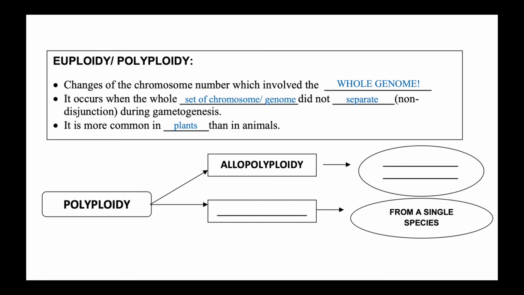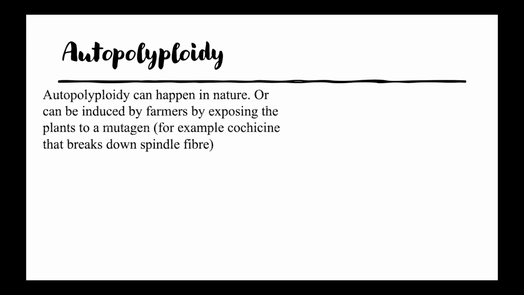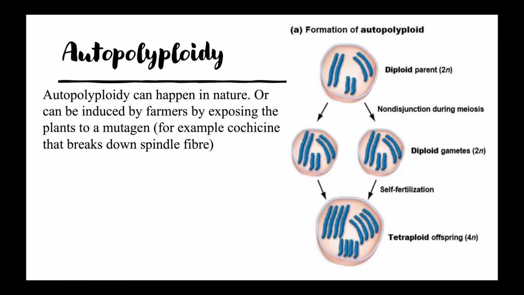As we have discussed earlier on, there are 2 types of polyploidy, allopolyploidy and autopolyploidy. Allopolyploidy involves different species, which are often closely related species. Autopolyploidy, on the other hand, involves only a single species. Autopolyploidy can happen in nature, for example, like this, where a diploid parent plant produces unreduced gametes that self-fertilize.